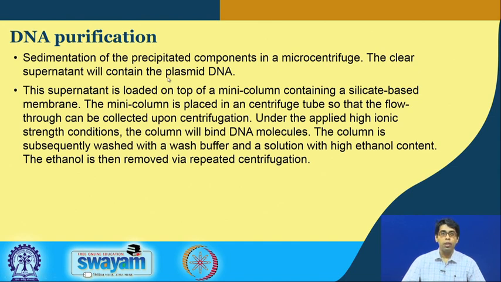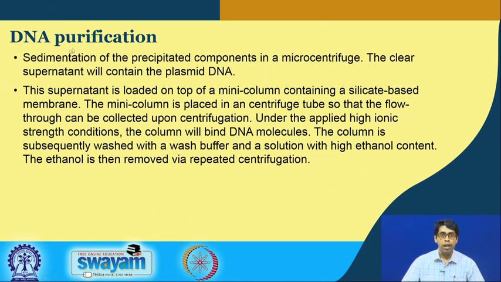This clear supernatant, which is taken out from the top, is then loaded onto a small silica based column, because this solution will contain digested nucleotides. It will contain several ions, and all these different ions that we have added, it might contain some of the small fragments of DNA and RNA. So, we have to remove all of them from the plasmid, so that we get a very pure plasmid DNA at the end of our purification step.